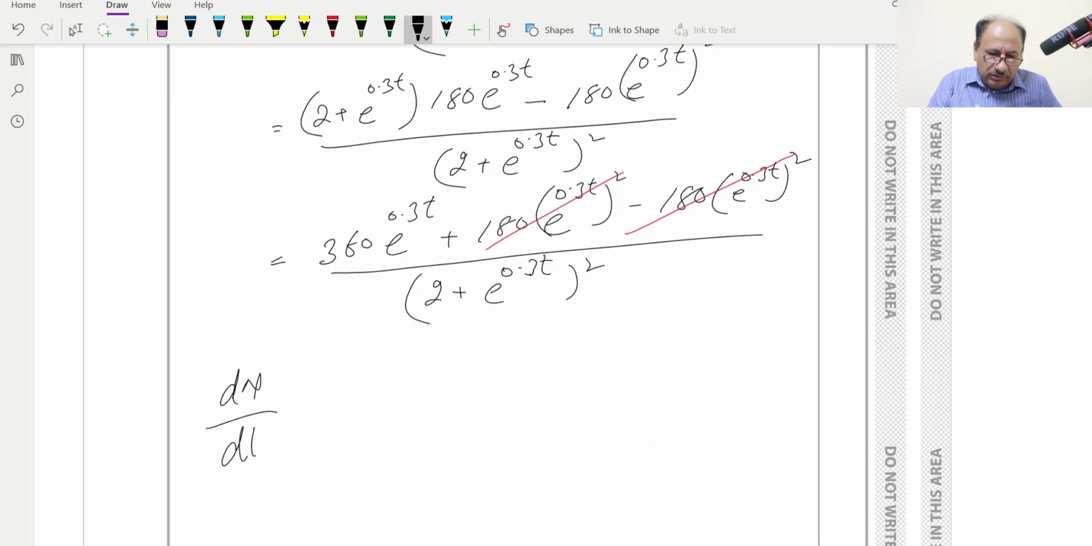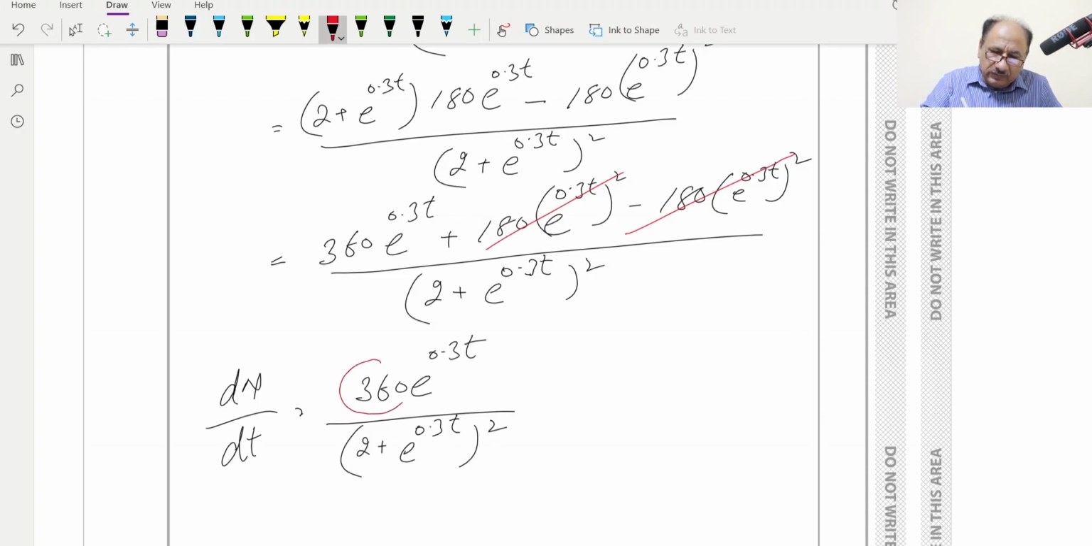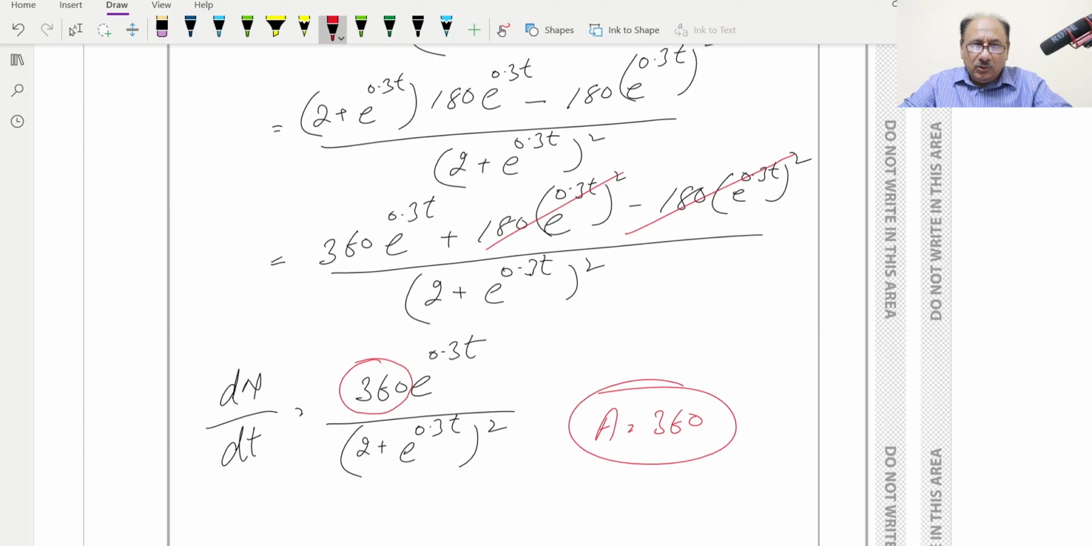dN over dt is equal to 360 e raised to the power 0.3t over 2 plus e raised to the power 0.3t, this whole squared, not only this one but the whole thing squared. And here we can see what a is. A is this one, which is 360. So we can write a is equal to 360. So this part is done.